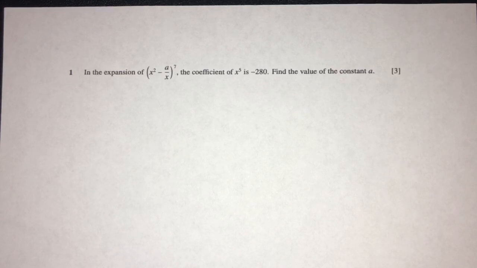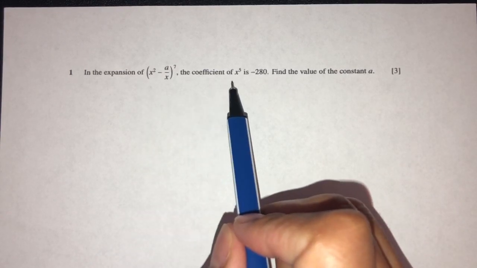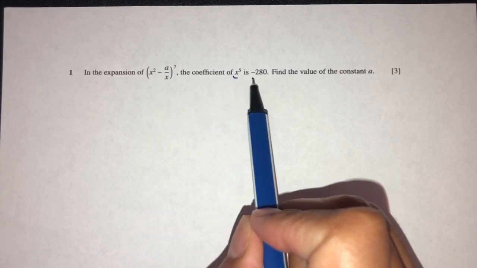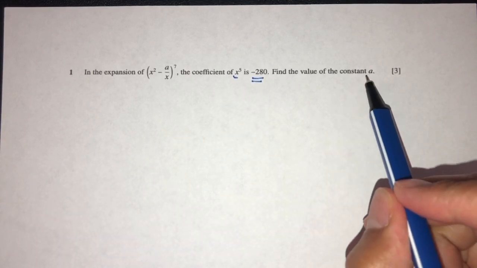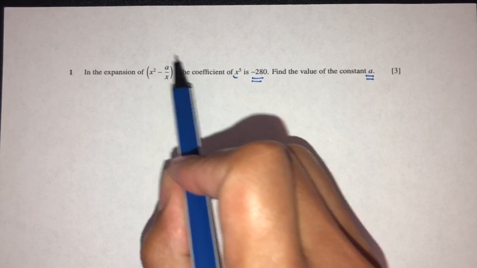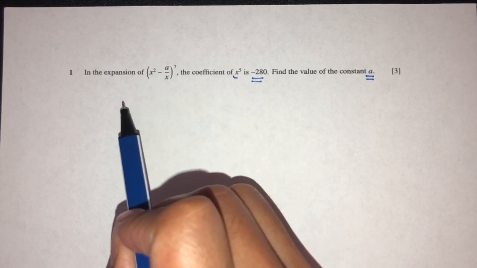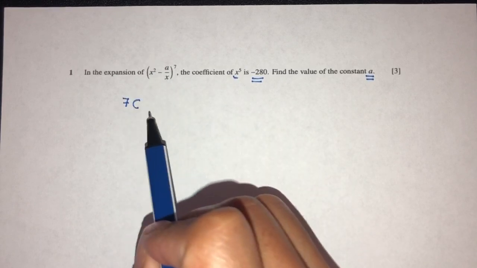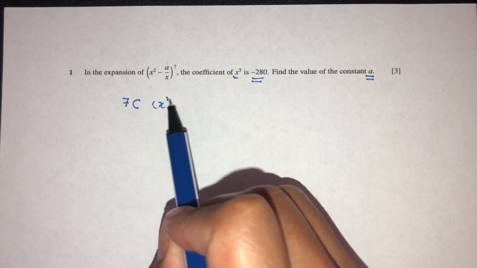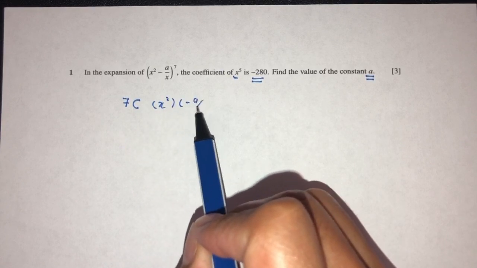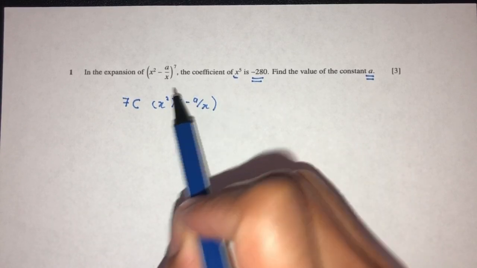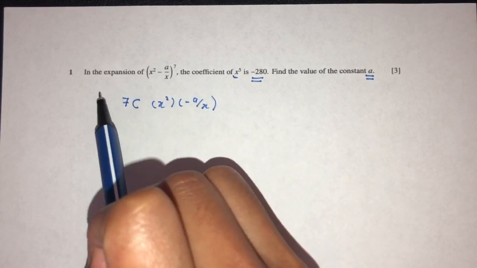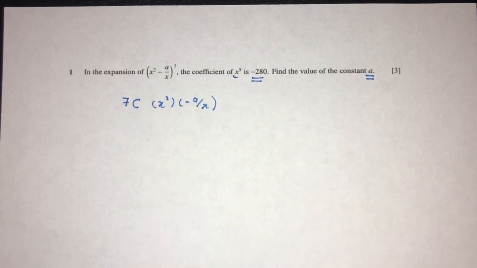So here we have, in the expansion of this, the coefficient of x power 5 is minus 280. So we have to use that given information to find the value of a. Pretty easy. How would you usually expand this? Because here we have power 7, you will write 7, combination something, and the first term here is x squared. And then we have minus a over x. Now we have to choose a power here and a power here such that when you expand this whole thing, you can have something in x power 5.